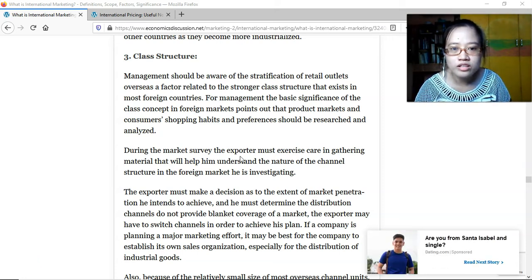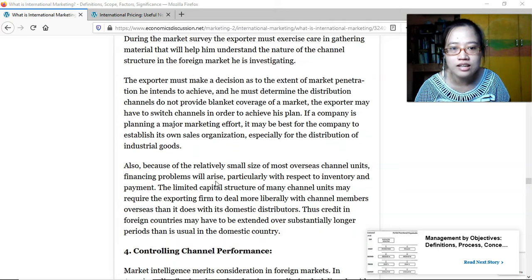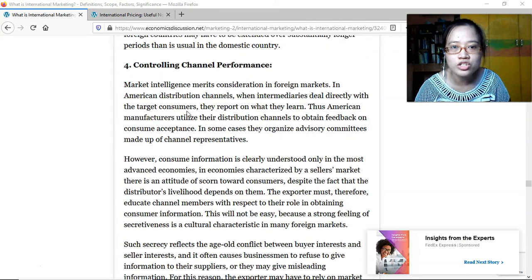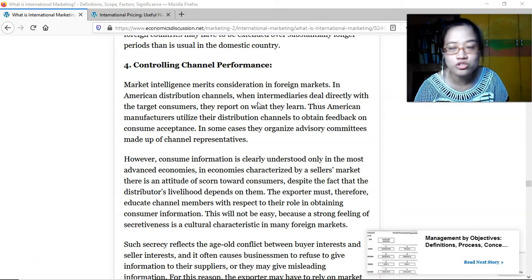During the market survey, the exporter must exercise care in gathering material that will help him understand the nature of the channel structure in the foreign market he is investigating. Okay. I'm gonna skip some parts of these. Controlling channel performance. So you have to check as well, monitor and then assess whether the channel is performing properly, or if there are complaints being received through the particular channel, or if improvements could be done to make the process more efficient. Okay.